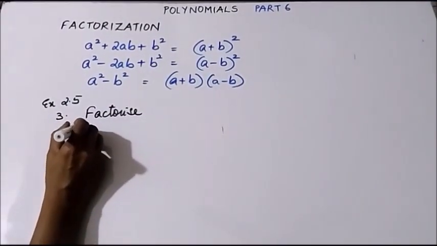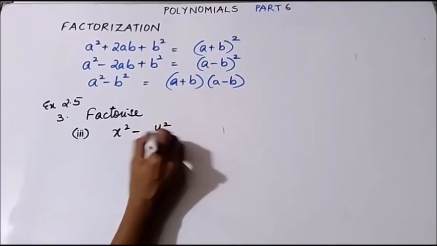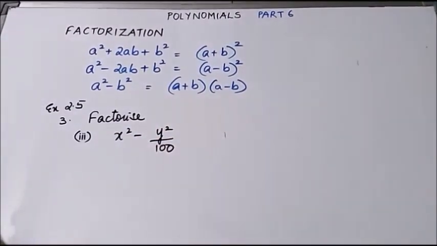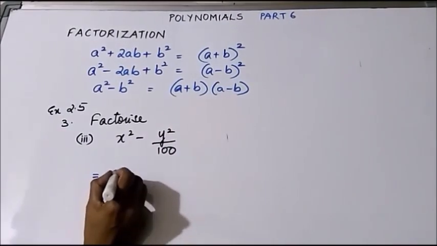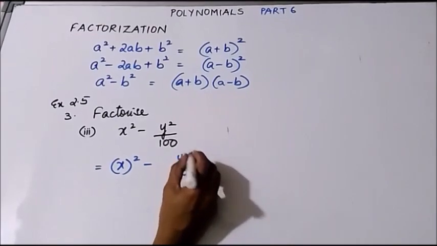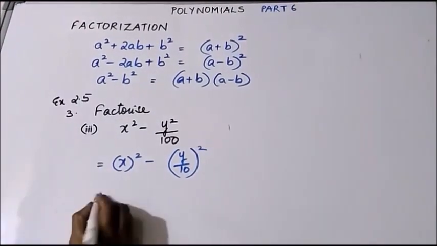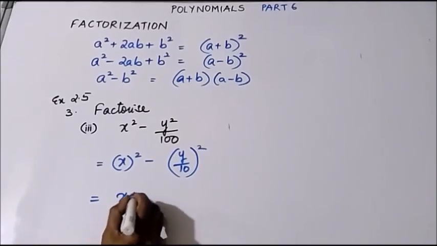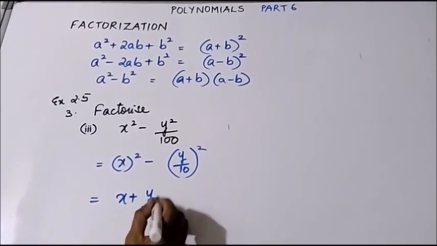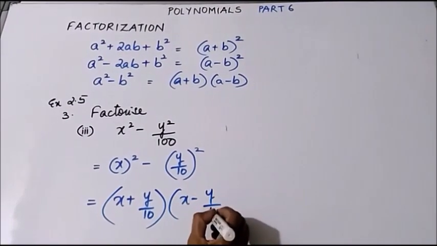Now the third one, it is given x square minus y square by 100. This can be written as x the whole square minus y by 10 the whole square. Which identity will we use? The third one, that is a square minus b square, that is a plus b into a minus b.